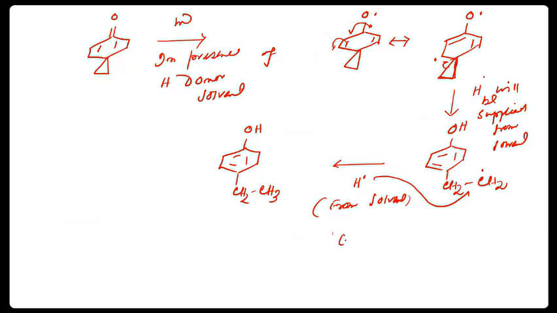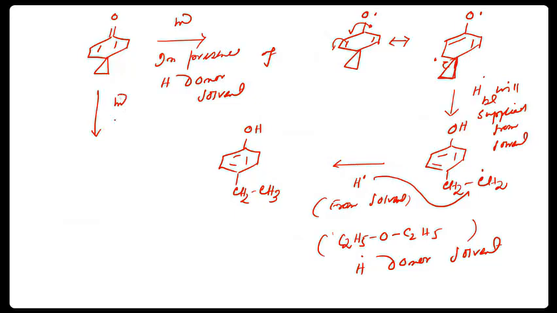So let's say C2H5 O C2H5, that can be an H dot donor solvent. So if instead it has been given, what will be the product in the presence of h nu and C2H5 O C2H5? It is the same thing: OH, CH2, CH3.